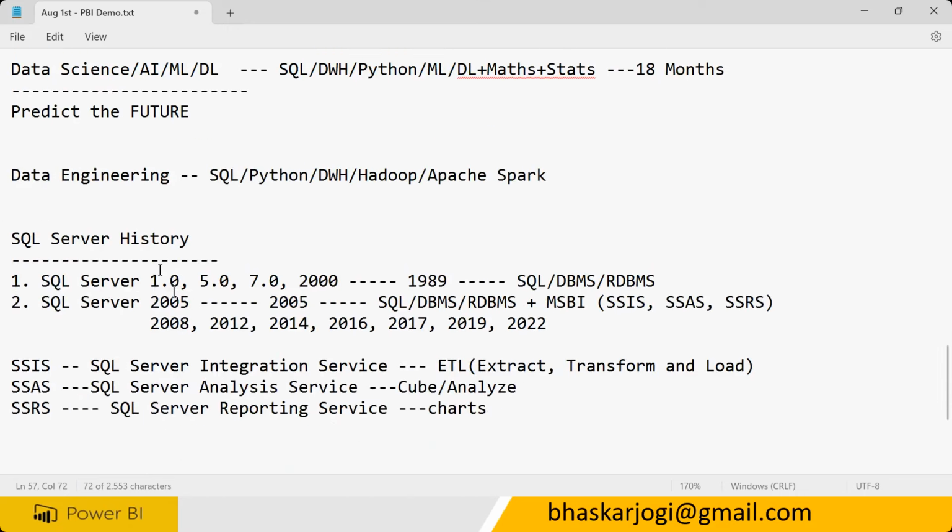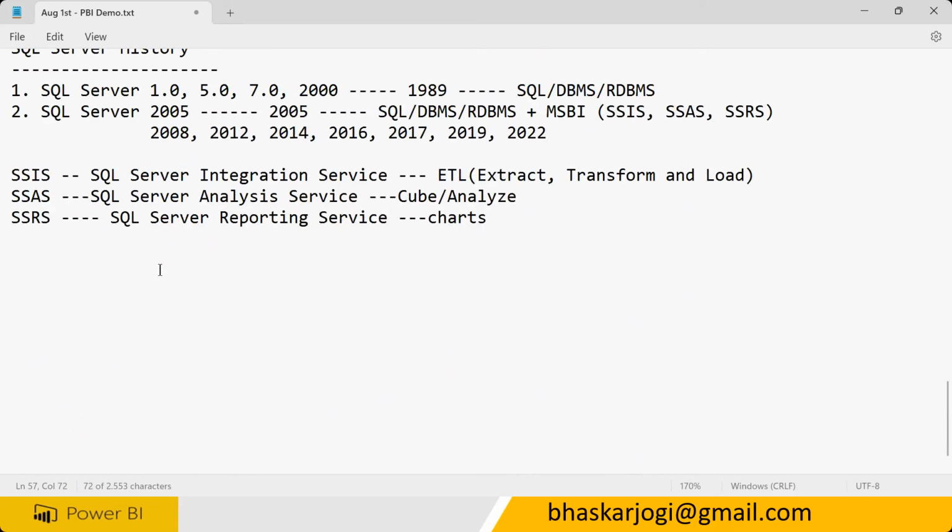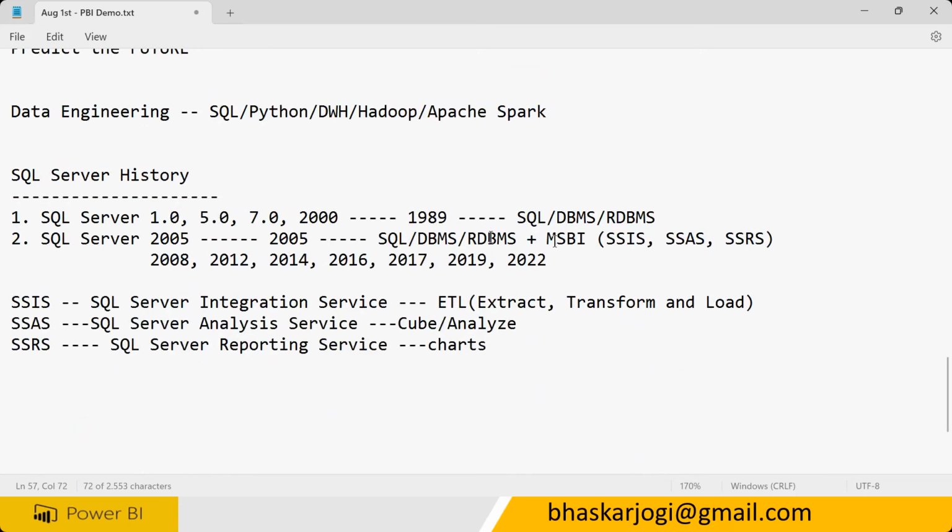So SQL Server history also we spoke about, and SQL Server has three tools today. One is SQL. The next three tools are SSIS, SSAS and SSRS. This is the ETL tool: extracting the data, transforming the data, and loading the data. SQL Server Analysis Services is where we analyze the data, and Reporting Services is where we prepare a lot of charts and everything. So that is what we're going to be doing. Let me tell you each and everything today in different ways.